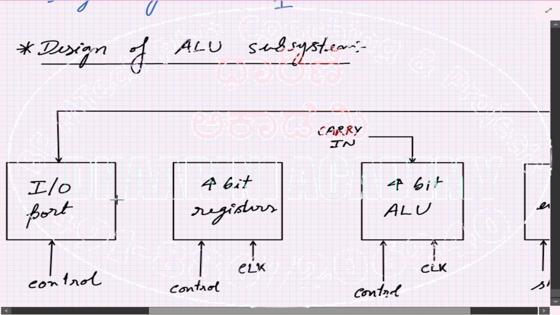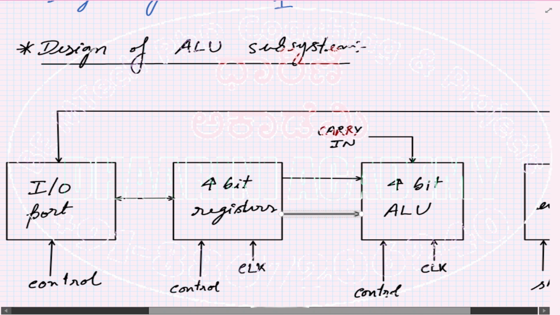Then completing the data path now, there will be a bidirectional connection because data can go in both ways. Okay, then to load from registers to the ALU, I need two parallel paths. Then you can pass the result of ALU to the shifter, or also you can pass the carry out.